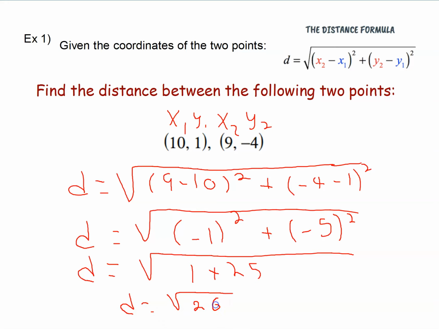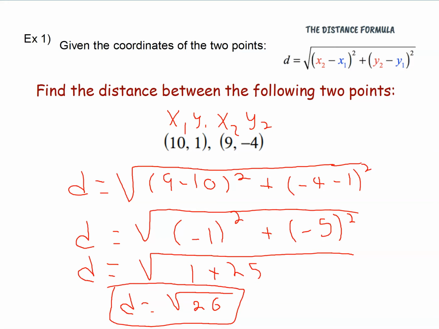All right, so now we want to check, is there a way to go ahead and simplify this number? Is there a perfect square that goes into it? So clearly 25 doesn't go into it. 16 doesn't go into it. Neither does 9. So neither does 4. So there's really just nothing I can do with the square root of 26. That's it. That would be the answer.